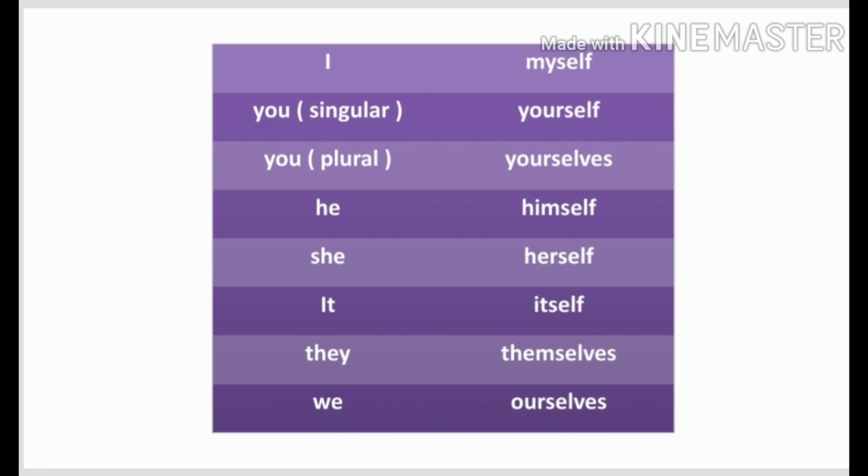Now look at this table. This table shows how the reflexive pronouns are formed by adding suffixes to personal pronouns. So I becomes myself. If the personal pronoun you is singular, then it becomes yourself. If it is plural, then it becomes yourselves. He becomes himself. She becomes herself. It becomes itself. They, since they is a plural personal pronoun, therefore it becomes themselves, and we becomes ourselves.